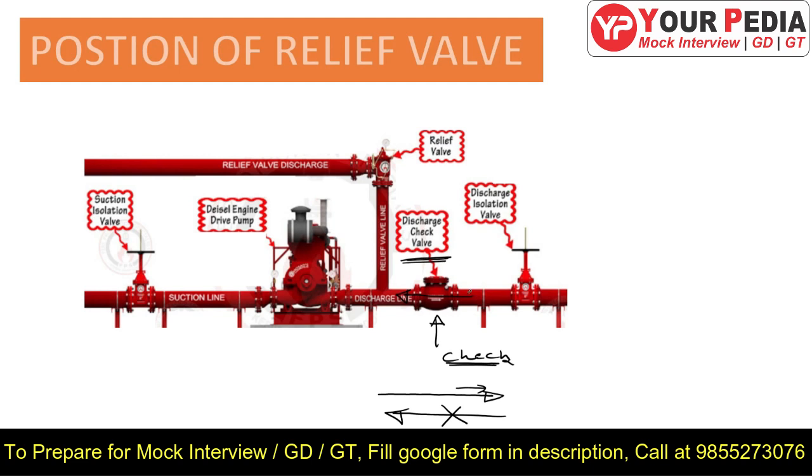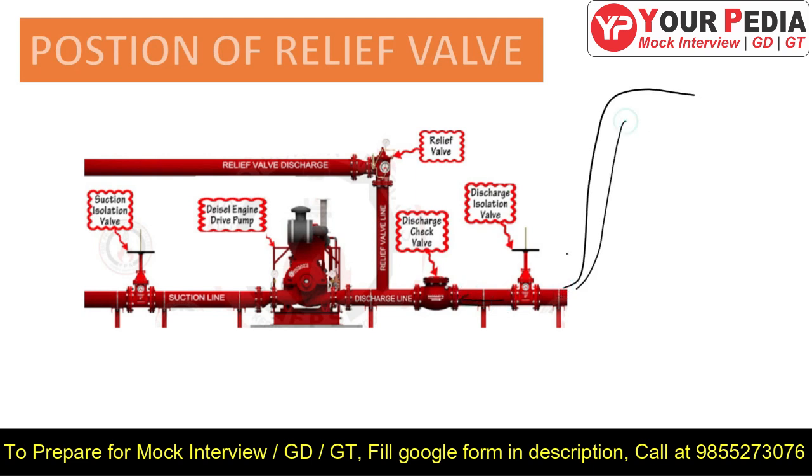Because during the work, if the pump is working, the flow will occur in this direction, all the valves are open, and the flow will occur in this direction. But if the pump is not working, then to prevent the reverse flow of water, suppose there is a tank in which the water is going. Due to the pressure of the height of water stored here, water may flow back like this.